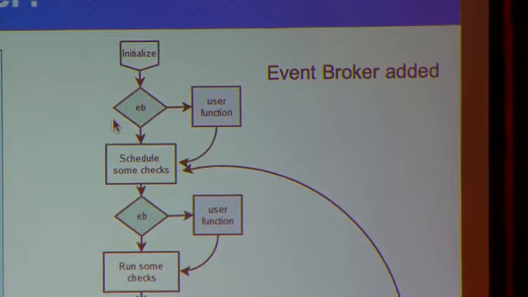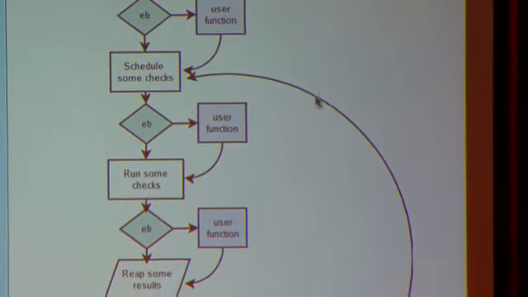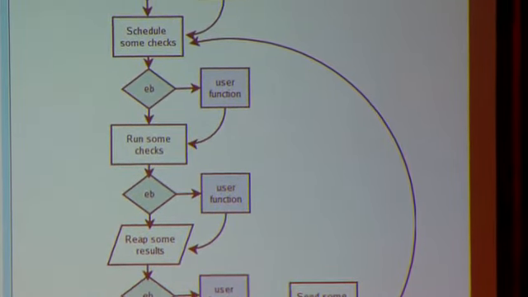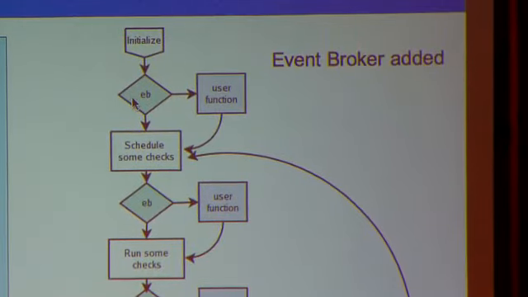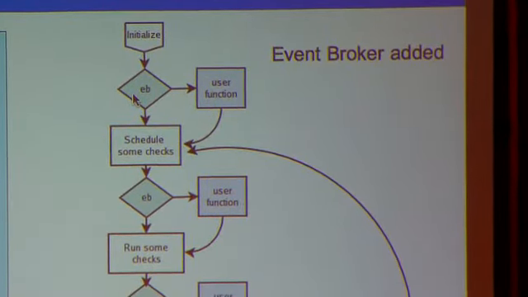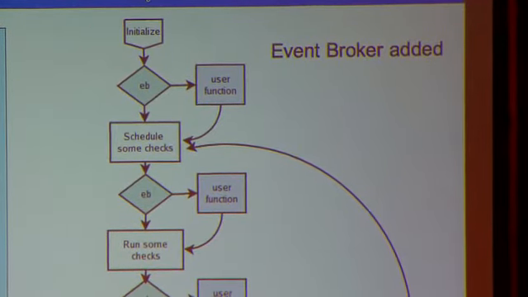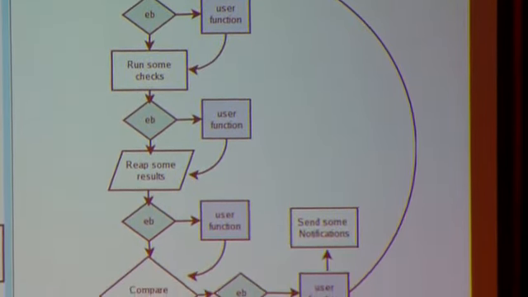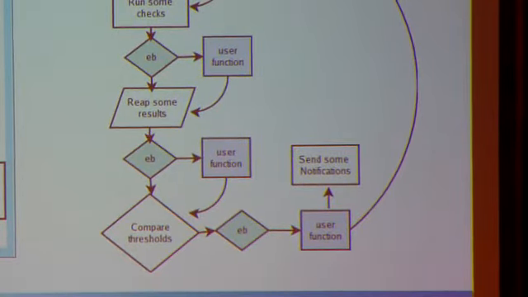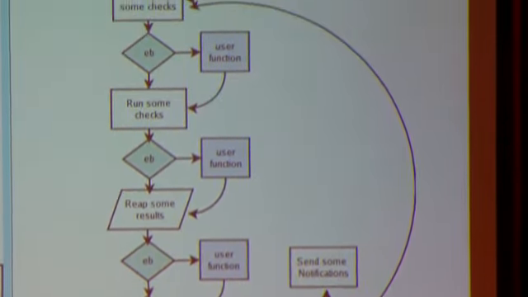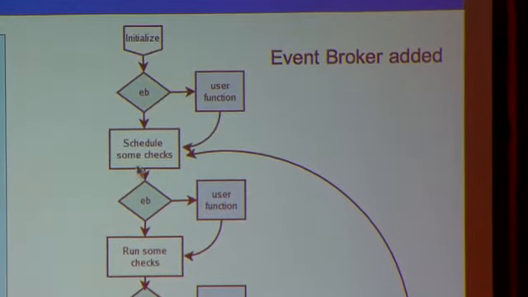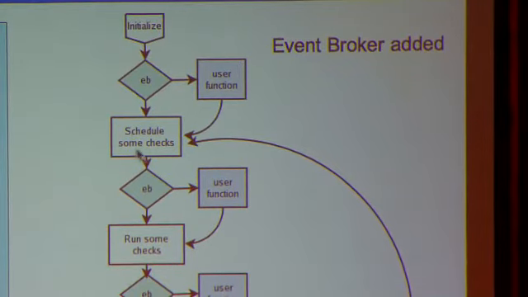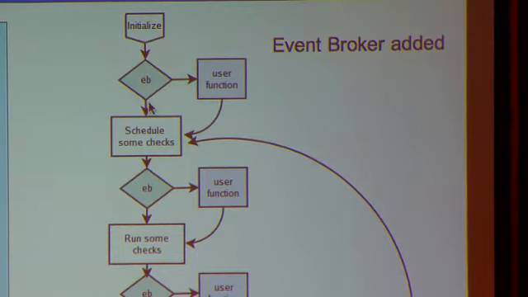Over here we see the event brokerized version of this gross oversimplification. Pretty much every time we do something in Nagios, we're preempted by the event broker. There should be one up here for initialize, because even during initialization you can do stuff before Nagios has even read in its configuration. But before we schedule some checks, the event broker is going to wake up. It's going to look at its struct list for all of the NEB modules that have registered to be interested in the type schedule some checks. And it's going to say, do I have any user functions that I need to call before I schedule these checks? And if there are any, it will call those.